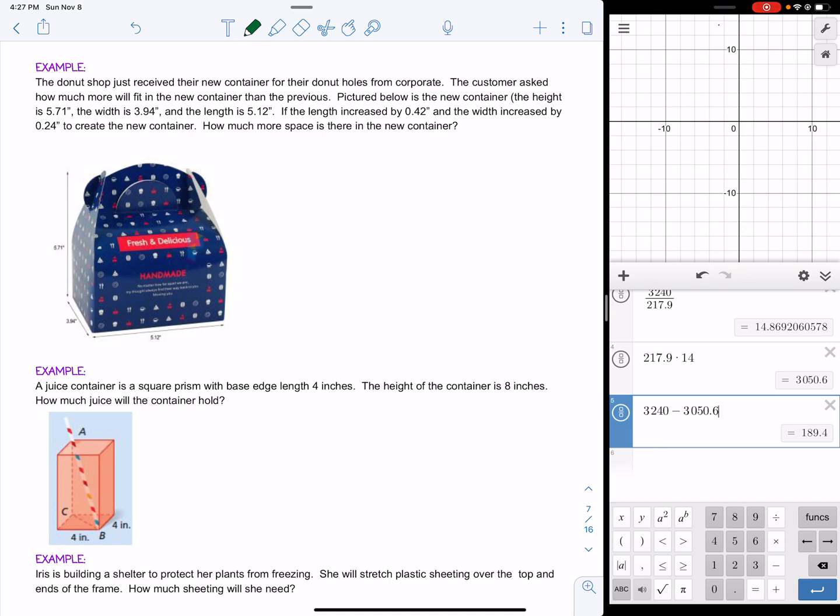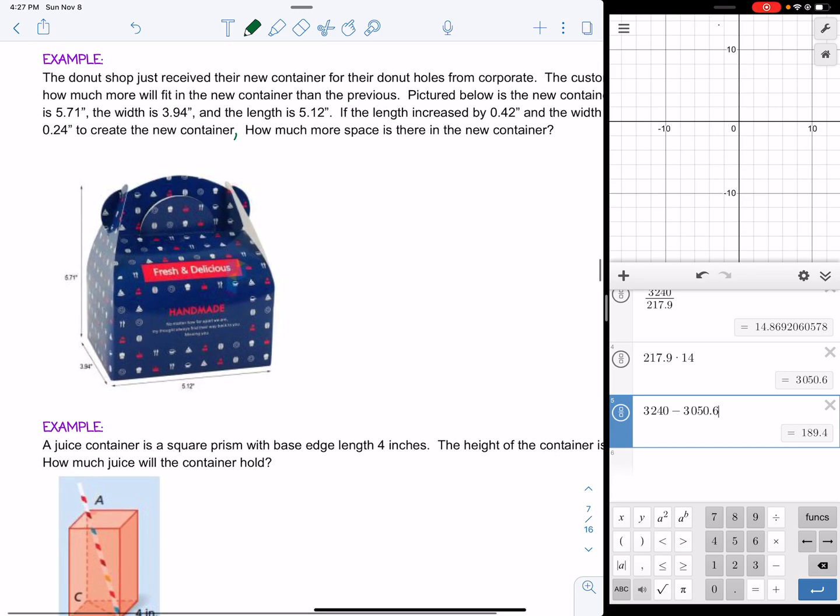So the donut shop just received their new container for their donut holes from corporate. The customer asked how much more will fit in the new container than the previous. Pictured below is the new container. The height is 5.71 inches, the width is 3.94 inches, and the length is 5.12 inches. If the length increased by 0.42 and the width increased by 0.24 to create the new container, how much more space is there in the new container? We'll just put a comment right there.